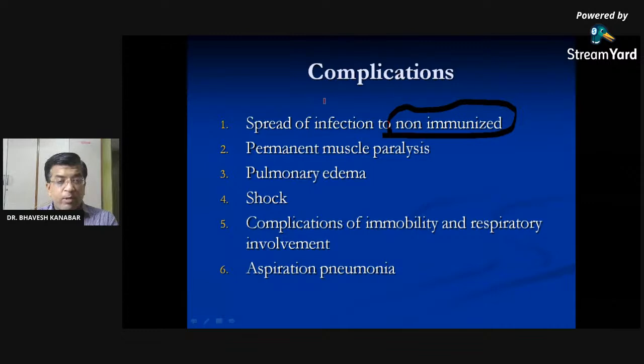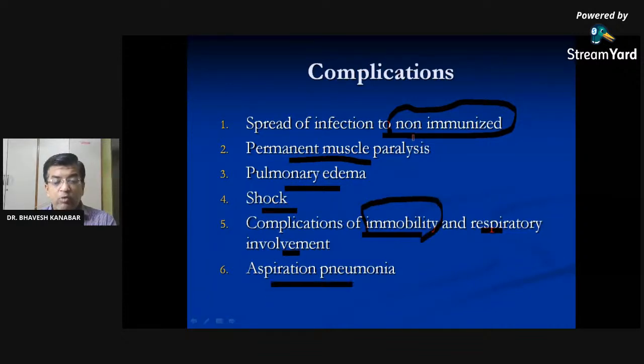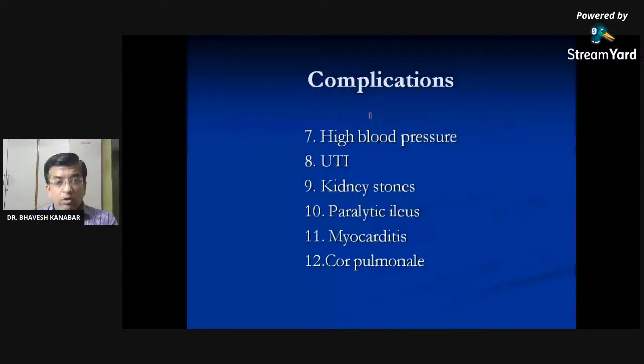Another complication: permanent muscle paralysis, pulmonary edema, and shock. Complication of immobility and respiratory involvement. As you know that there is paralysis, so the child may be immobile, right? Respiratory involvement, aspiration pneumonia, because of the involvement of the muscles of the pharynx. Other complications: high blood pressure, UTI, kidney stone, paralytic ileus, myocarditis, cor pulmonale, that can occur in a few percentage of children.